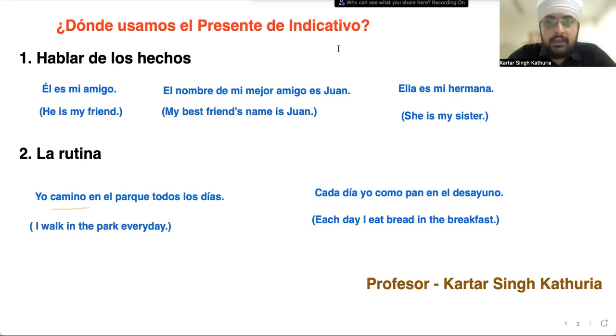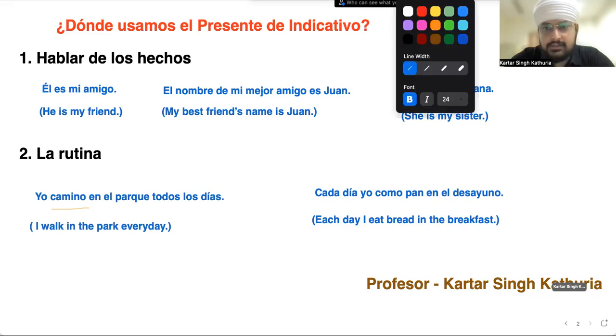Whenever we have the actions that we do in our day-to-day life, we talk about the facts, we will be using present tense. So present tense doesn't mean that we only use it for present things. Sometimes it may indicate things that we have been doing for a long time, or it may indicate a little bit of future also. I'll tell you how.